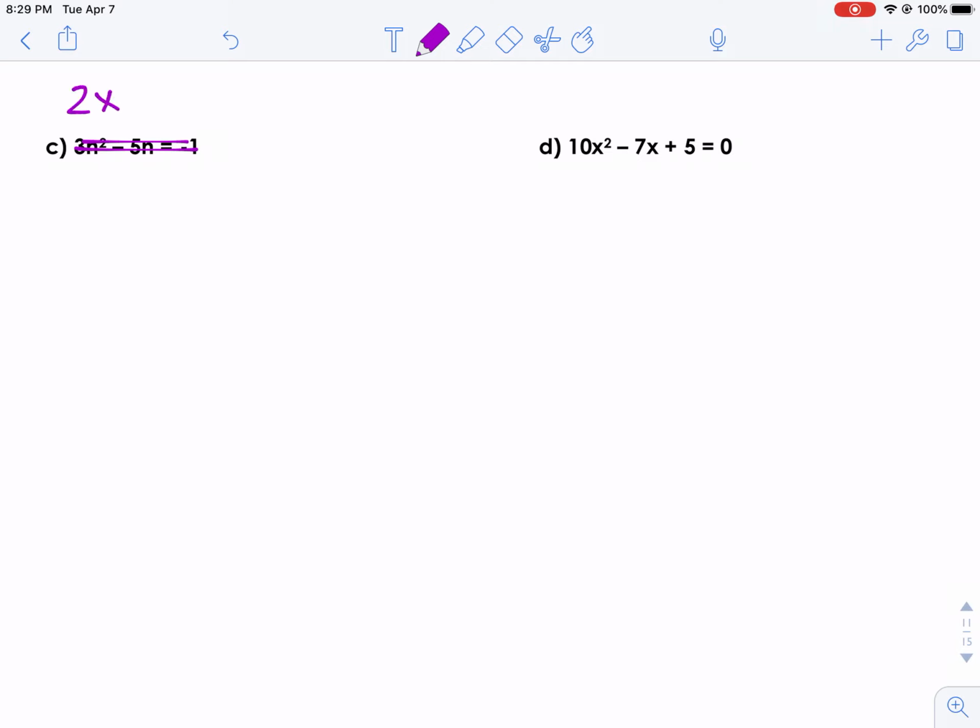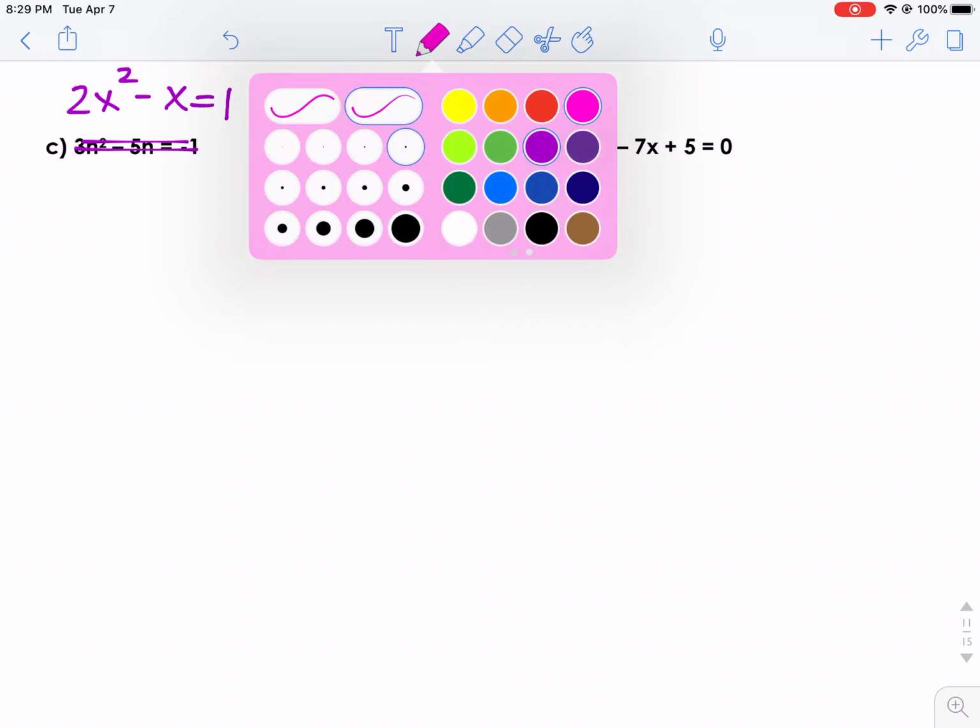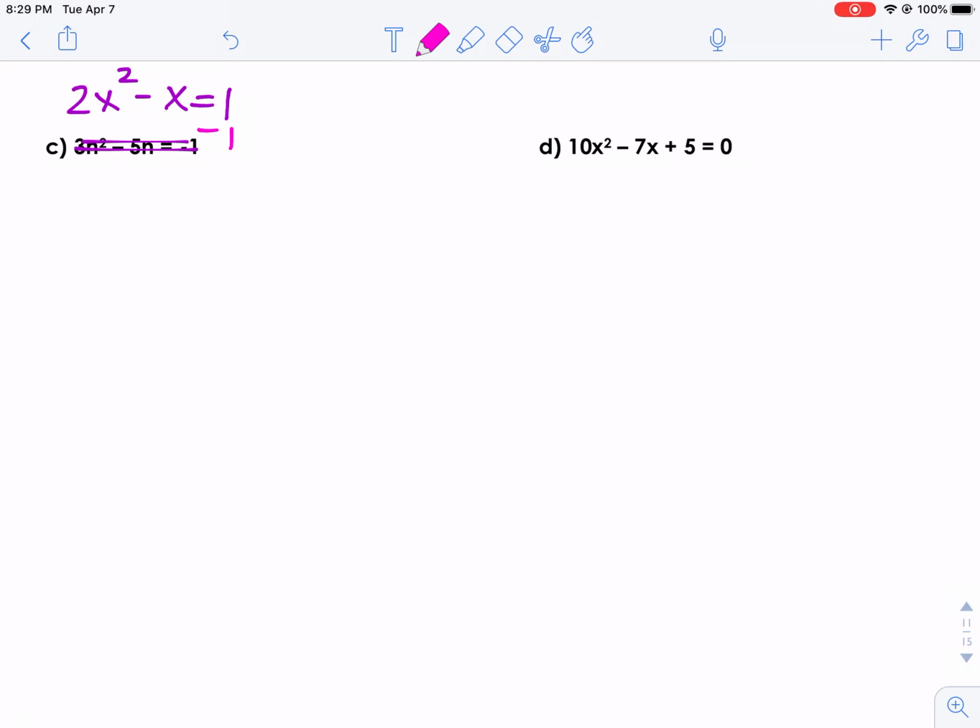So we're going to try 2x squared minus x equals 1. Again, it's important that we get everything on one side, so we're going to subtract 1 from both sides. So we have 2x squared minus x minus 1 equals 0.